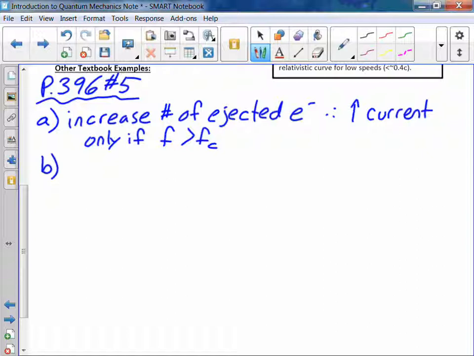Alright, part B says, to determine the work function of a given photosurface, light of wavelength 2.3 times 10 to the negative 7 meters is directed at the surface with stopping voltage Vs recorded. When light of wavelength 1.8 times 10 to the negative 7 meters is used, the stopping voltage is twice as large as the previous one. Find the work function.